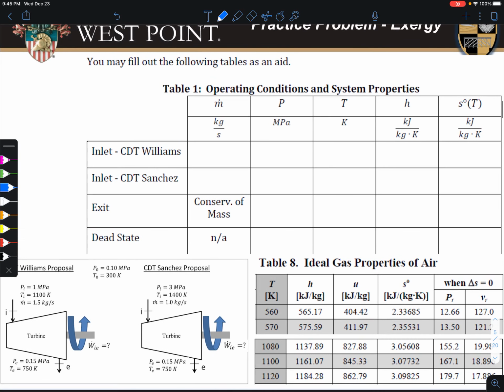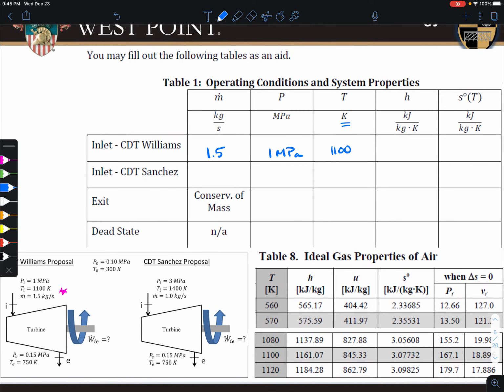So let's look at, say, Cadet Williams. Cadet Williams has 1.5 kilograms per second, and I'm getting this information from right over here on the left. It has a pressure of 1 megapascal and a temperature of 1100 Kelvin, as is listed up here in our units.